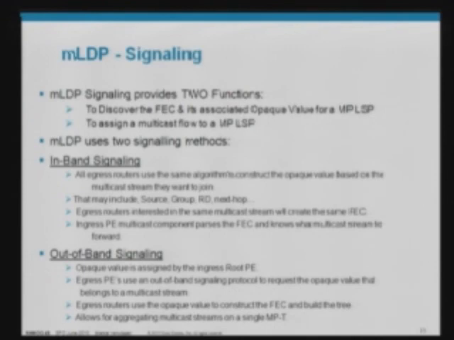For in-band, the egress receiver has all the necessary information to build the request and set up the LSP. The egress routers use an algorithm based upon the opaque value and the multicast stream, and from the PIM join you may have the S,G entry and the next hop and all that. It includes all that as part of the packet, and then it initiates using the FEC element, okay?